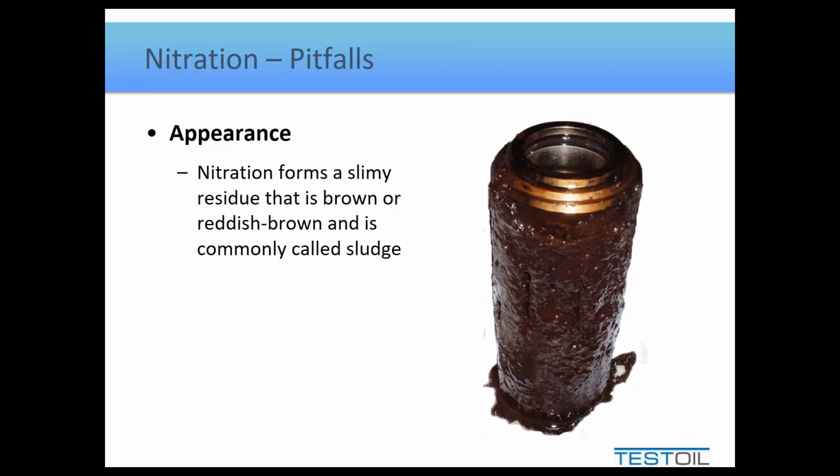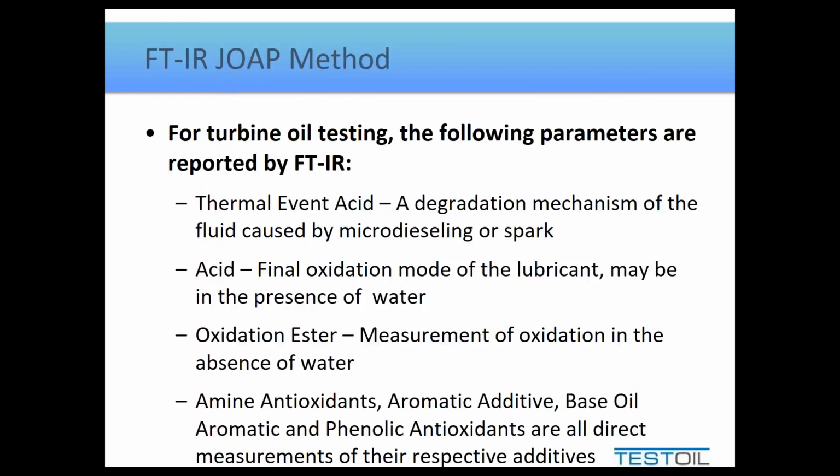So saying that about oxidation and nitration, one of the other things I'd like to point out is that depending on the method of FTIR that's being used, which sometimes is simply dependent on the application, the type of oil that's being sent in, you may see some other parameters being reported. So just as a quick reference to finish off FTIR, there is another method that is quite common, it's very popular. It's called the JOAP method, J-O-A-P, stands for Joint Oil Analysis Program. It was developed by the military.